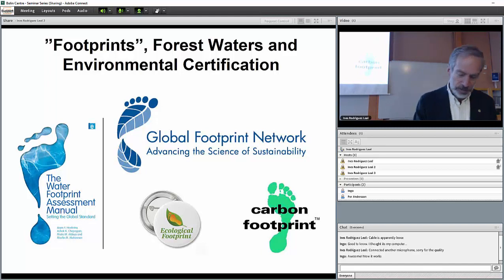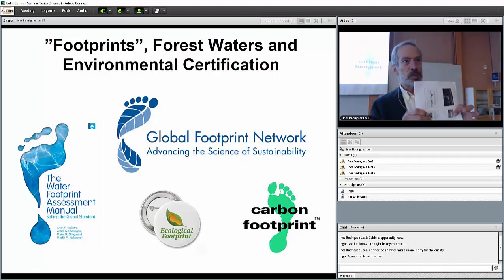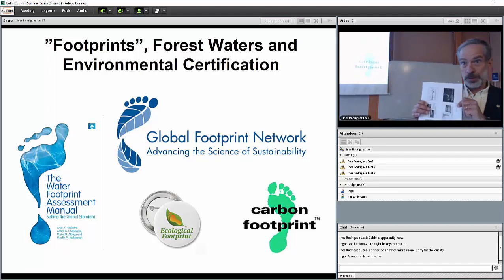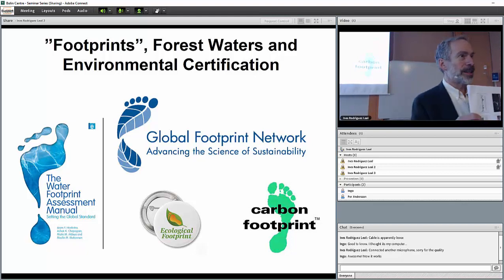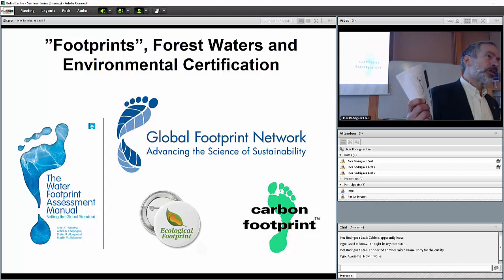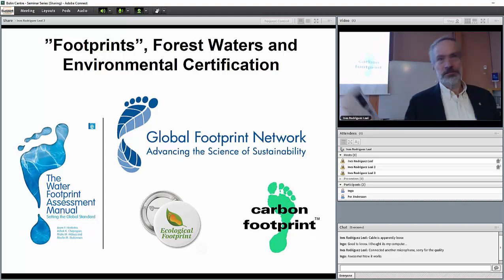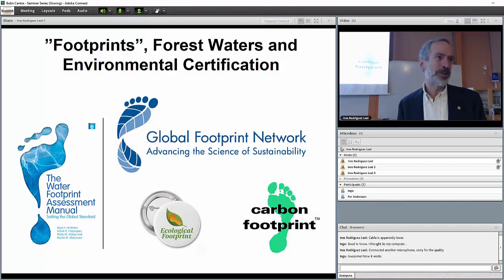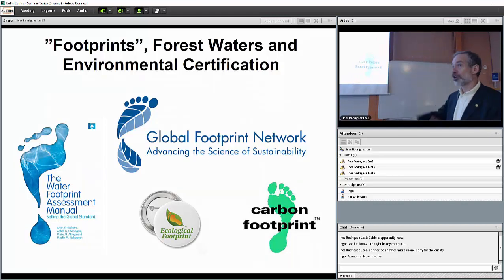Take a piece of this paper. If you grow it in Sweden, it takes about 8 liters to produce a sheet of A4. If you grow that paper or the trees for the paper in Brazil, it's only 4 liters of water. So, simple conclusion, we get our paper from Brazil, right? No, it's not that simple. Water isn't a pollutant like carbon in the atmosphere. Water is something that needs to be managed at the local scale.